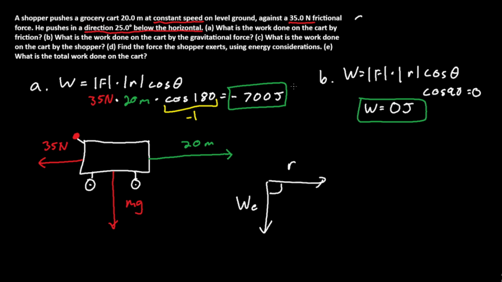So I'm going to write the answers up here. A is negative 700 joules, because I need to free up some space. B is 0 joules. Okay, let's erase. Let's get some real estate now.